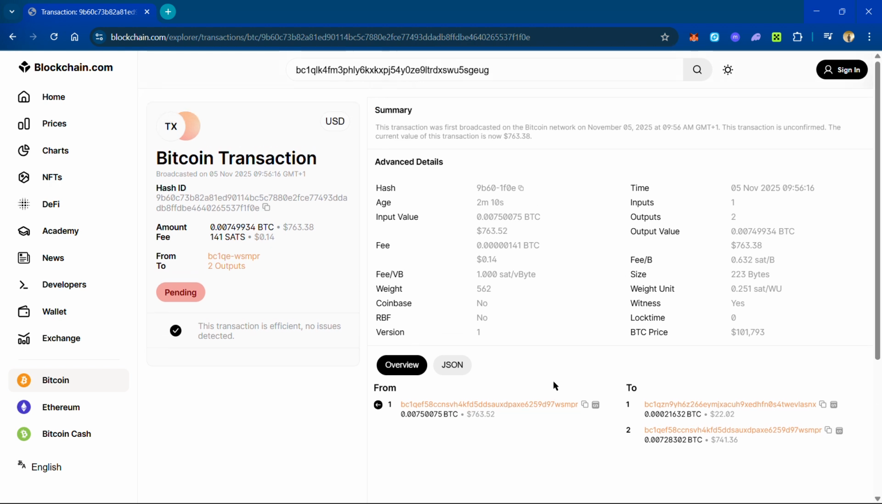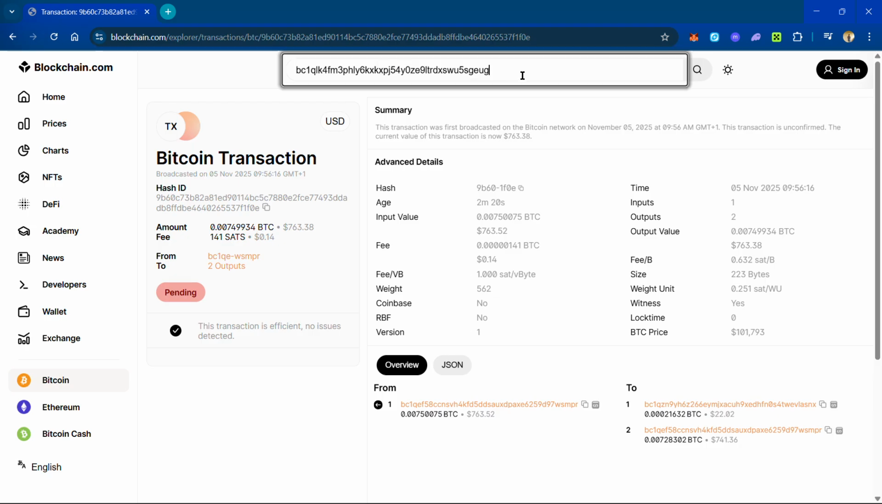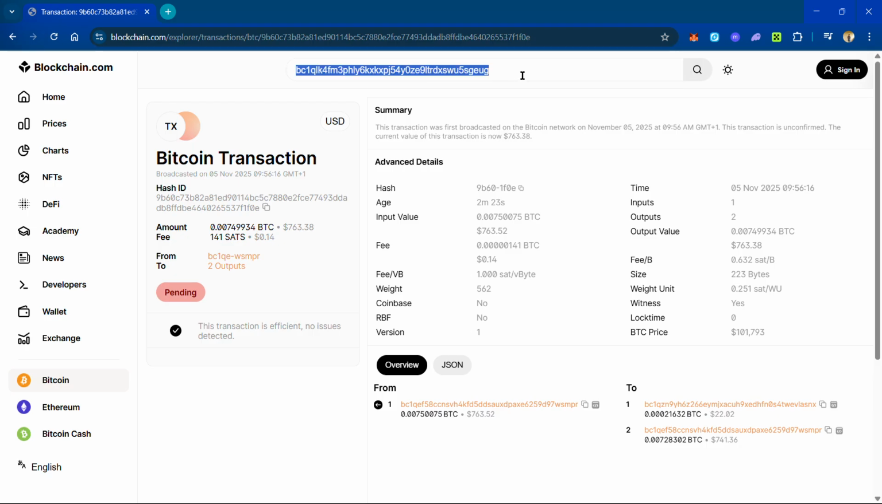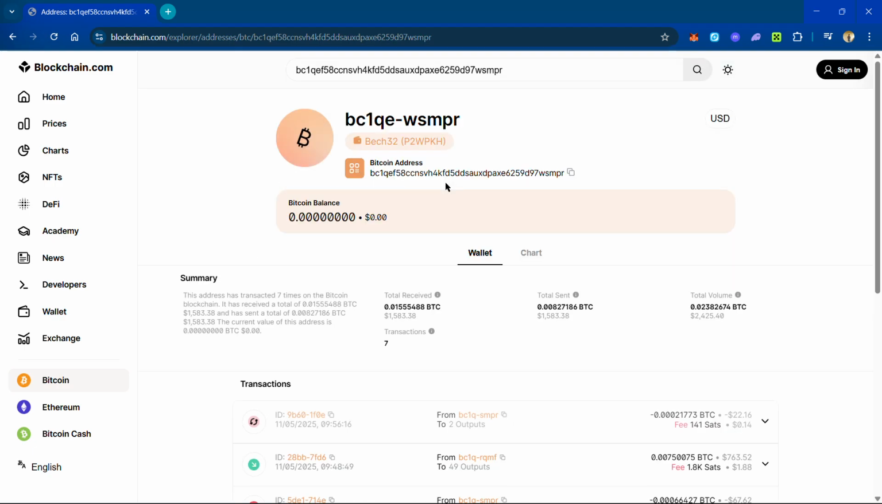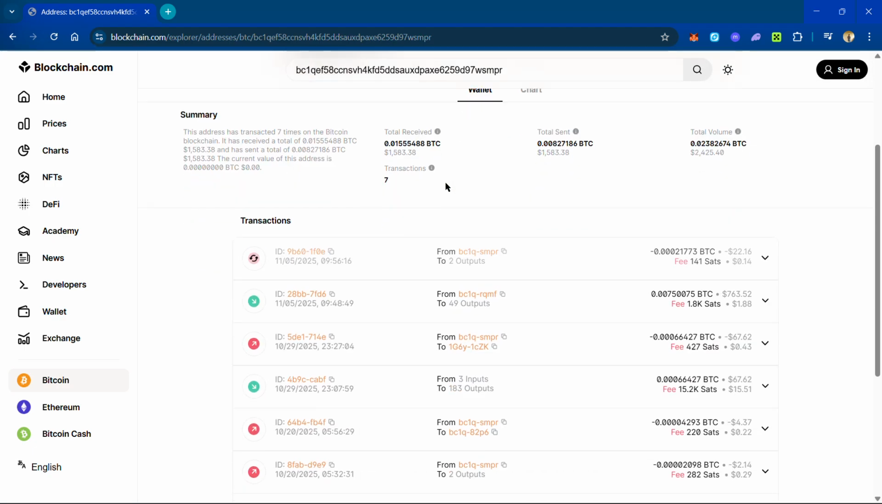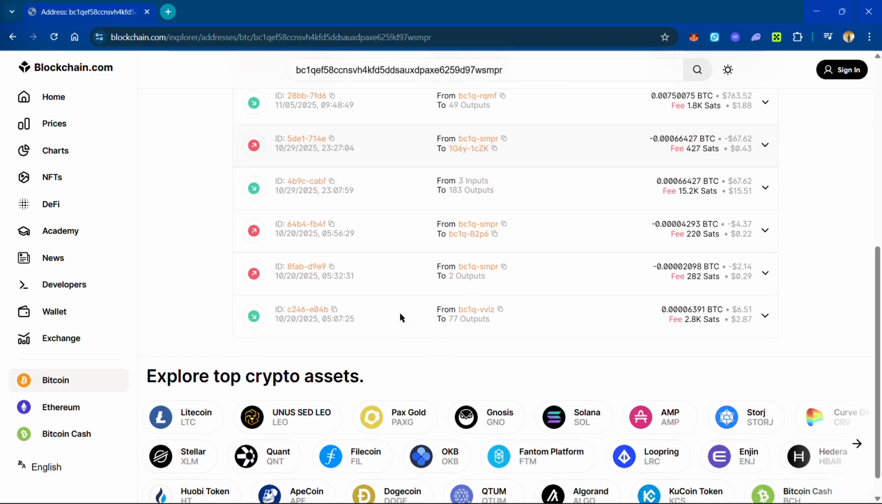This address has performed just one transaction. Let me clear this and change it. As you can see, well, that's the transaction the person performed in that particular block. These are all the transactions this person has done.